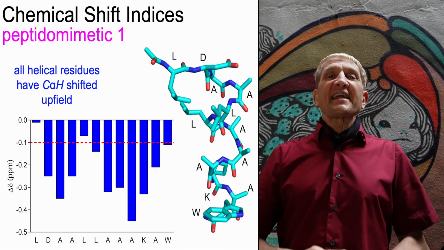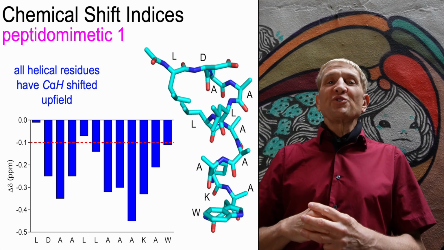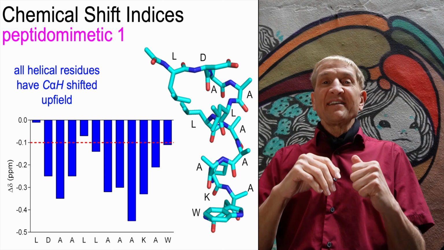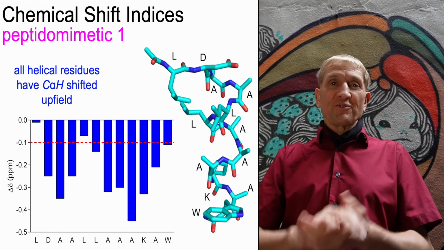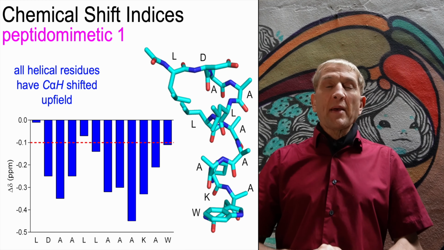Typically, the least negative in the series are leucines, and that's exactly what we see. They're still negative, but less so than others. So that was our first peptide mimetic.